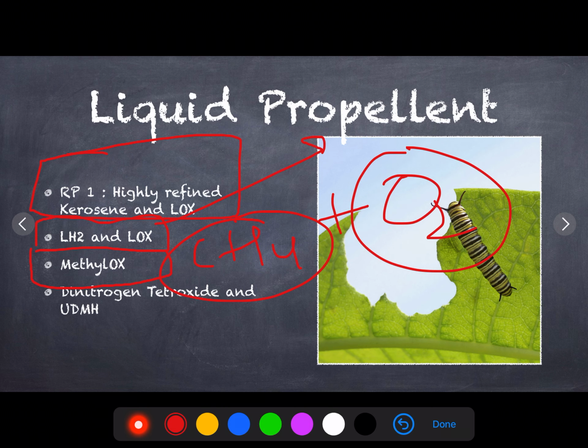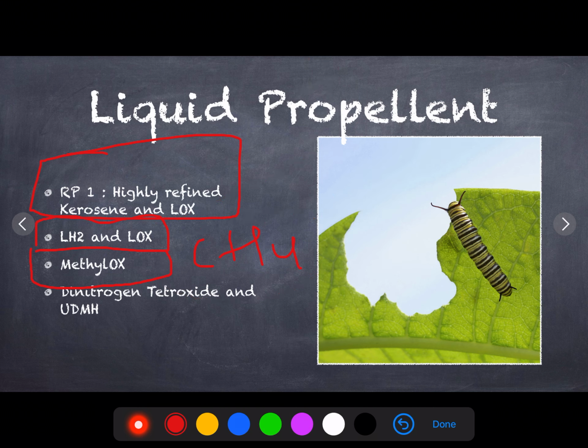One more thing which I wanted to tell you about the LH2 and LOX combination. When hydrogen burns with oxygen, it produces water. So that is the reason you see white plumes or white clouds of condensation forming near rockets when they are using liquid oxygen and liquid hydrogen as their fuels.